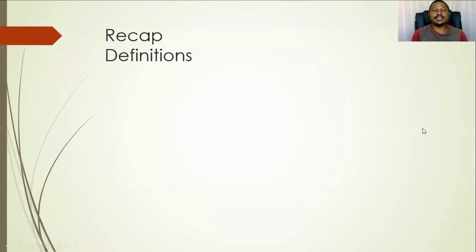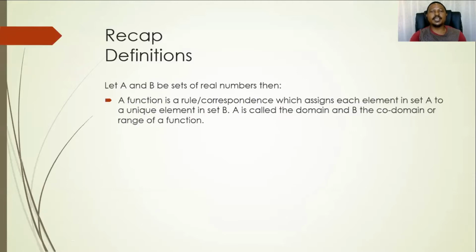As I have said earlier, this topic for today is an extension of the definition of a function. I think we need to just recap on the things that we did when we defined a function the last time. So the first thing is the definition of a function. We say let A and B be sets of real numbers, then we can define the function as follows. A function is a rule or a correspondence which assigns each element in set A to a unique element in set B. A is called the domain and B the codomain or range of a function. So this is the definition of a function, learners.